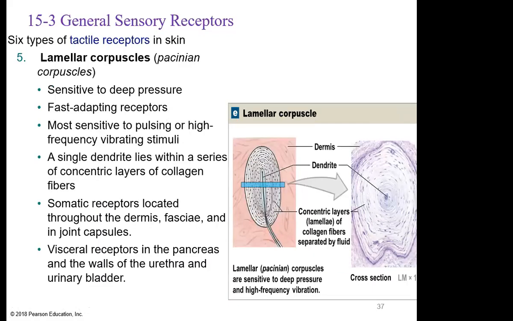So little adaptation. And instead of calling these lamellar, I like to call these Pacinian because Pacinian starts with the P, and these are responsible for deep pressure. So I like to put the P's together, Pacinian for pressure. Fast adapting. These are sensitive to either that pulsing or the high frequency vibrating stimuli. So if you've ever used one of those massagers that pulse and vibrate whenever you hold it up to your back or to your skin, this is what's going to pick up that sensation of vibration, that Pacinian.